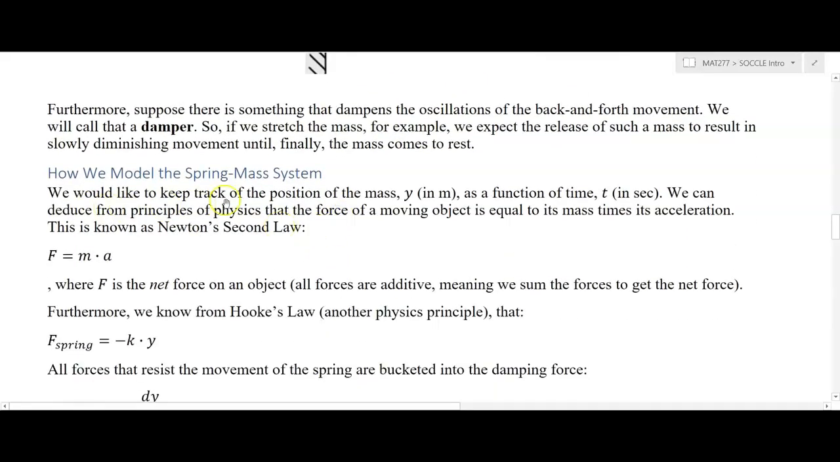So let's build this model. This model starts off with Newton's second law, which basically says the net force is equal to mass times acceleration. All forces are additive, meaning we sum the forces to get the net force.